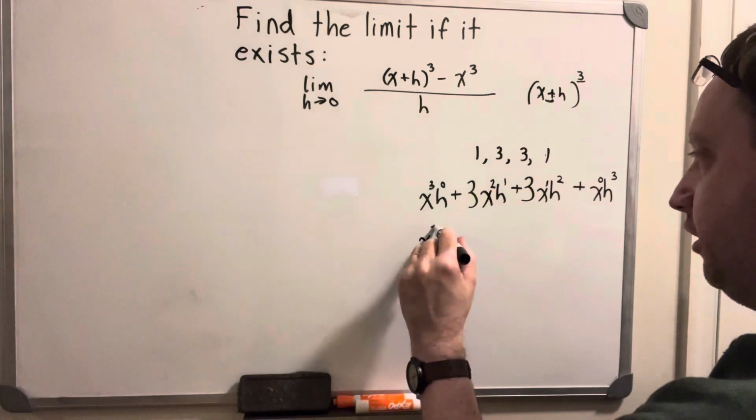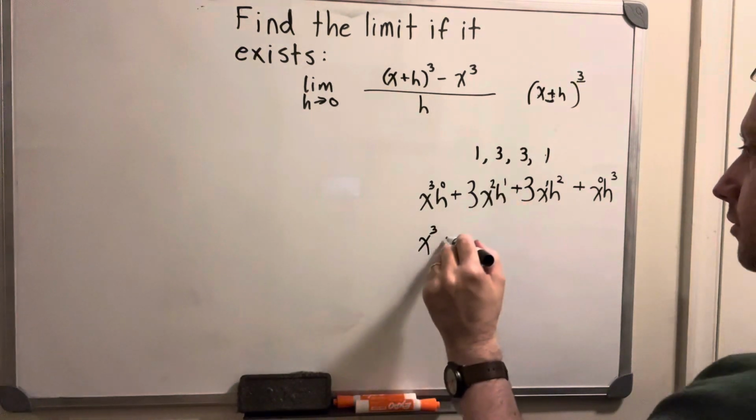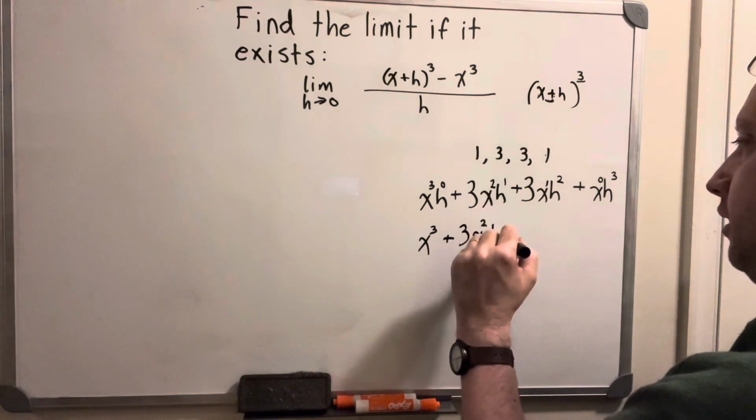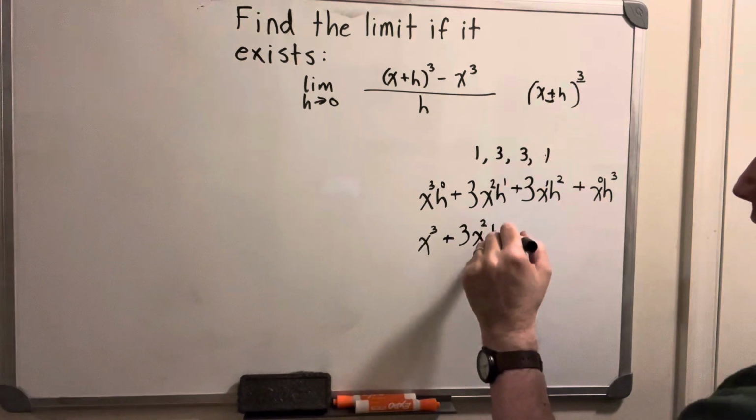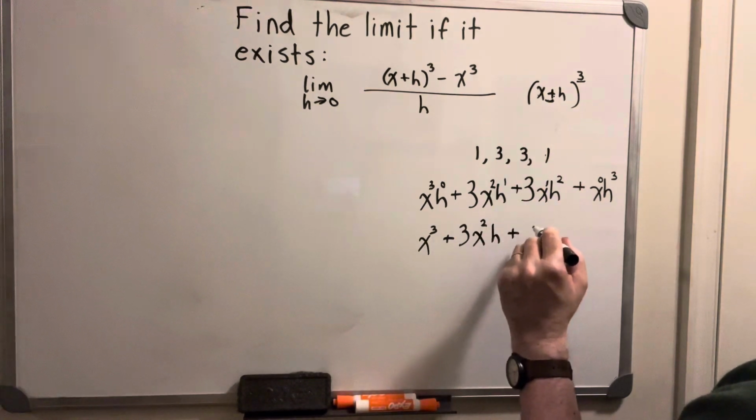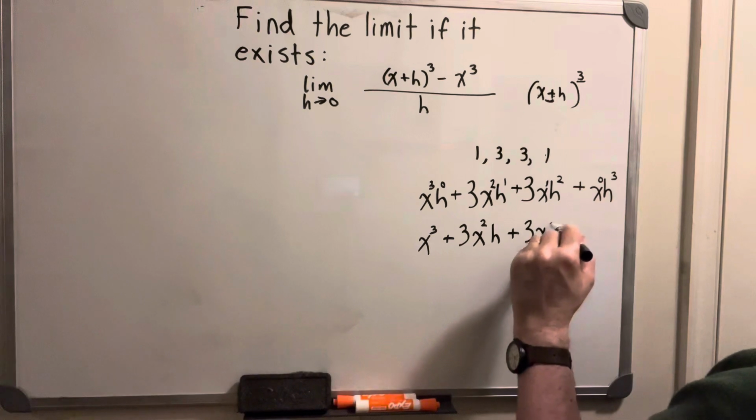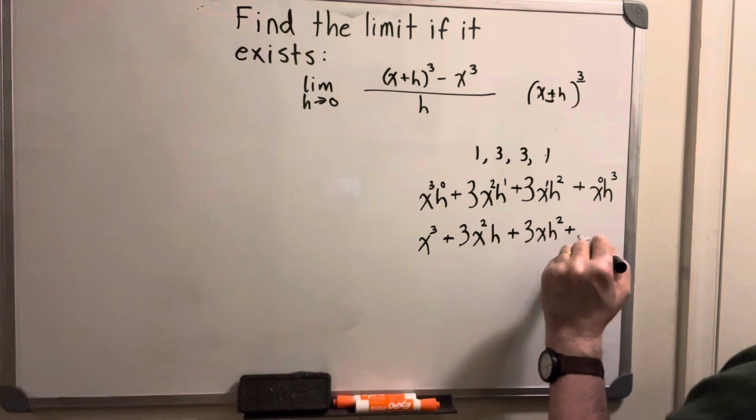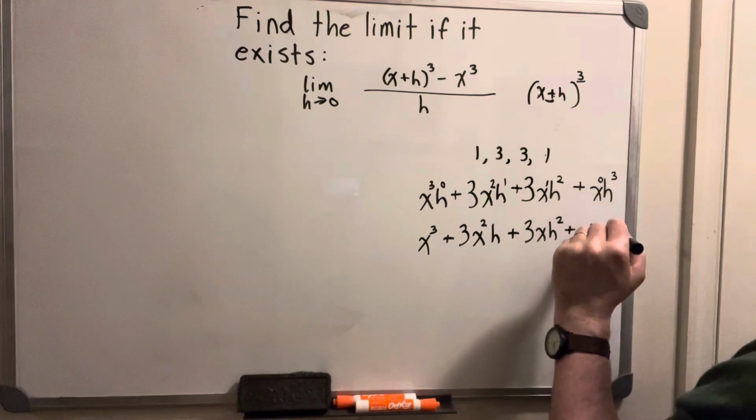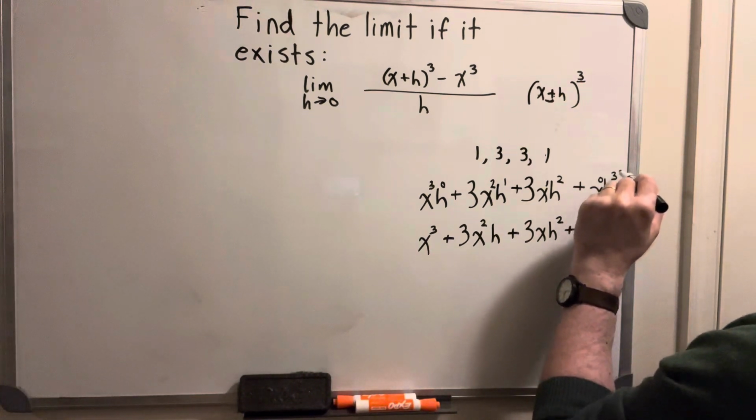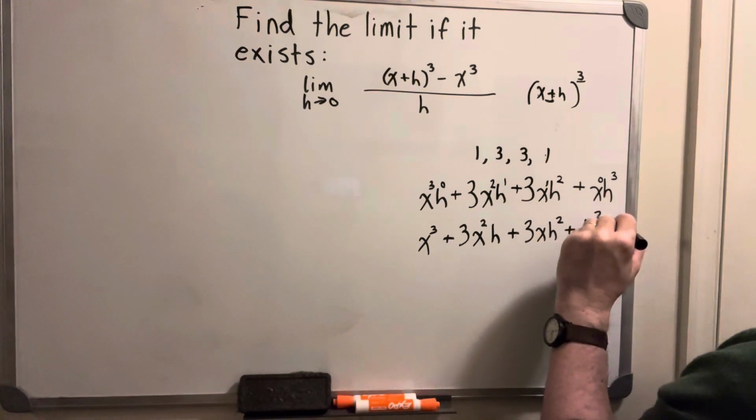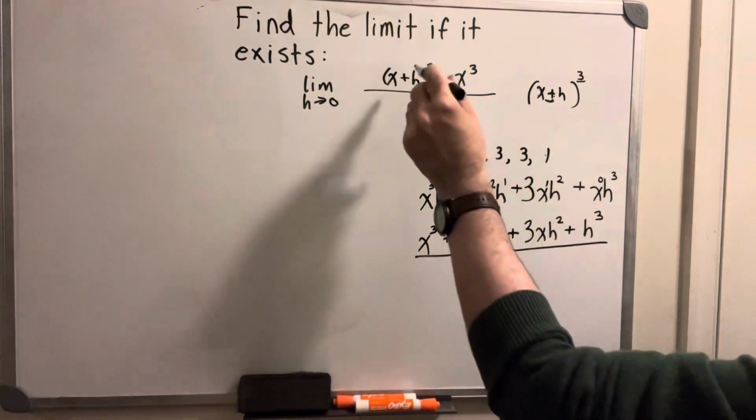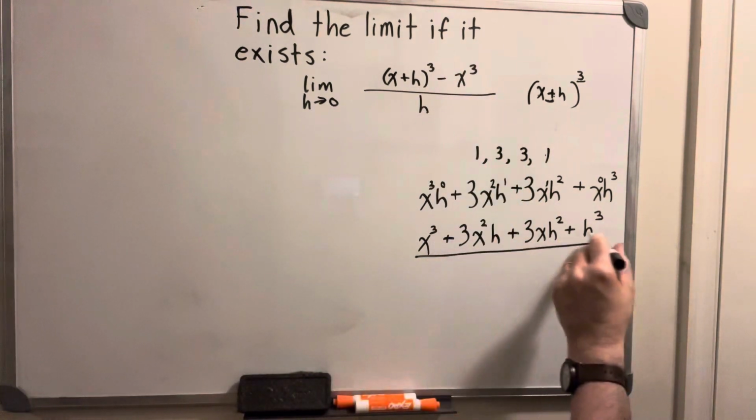So this is x cubed plus 3x squared h, because h to the first is just h, plus 3x h squared, because x to the first is just x, plus x to the 0th is just 1, and h cubed. Now we have the expansion of x plus h cubed is equal to all this.